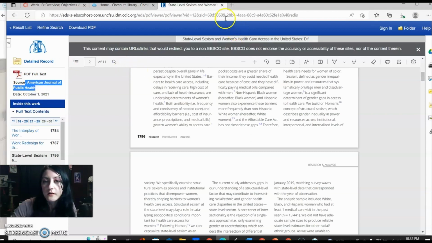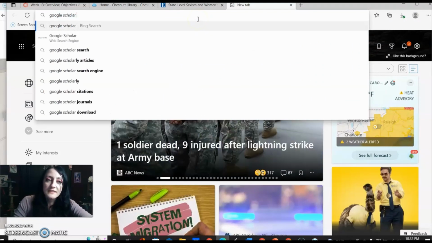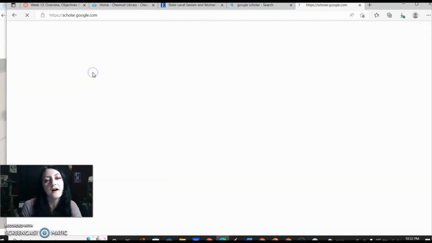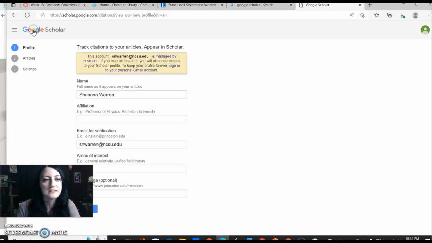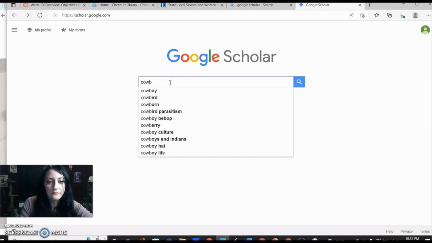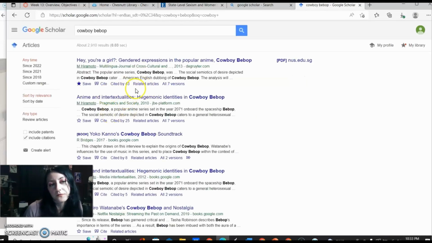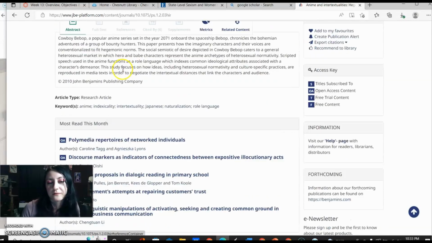One other thing to consider while we're here is that Google also has a database similar to the libraries. It's called Google Scholar. And what's really cool is, I think it's signed into mine. Yeah, it's signed into mine. Okay, cool. So let's do Cowboy Bebop again, and I'm like, oh, this one looks really cool. What I can do is open it up, kind of like what we did with the library resources, and read it.